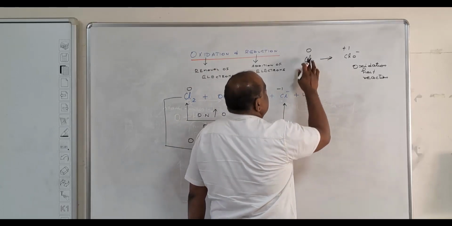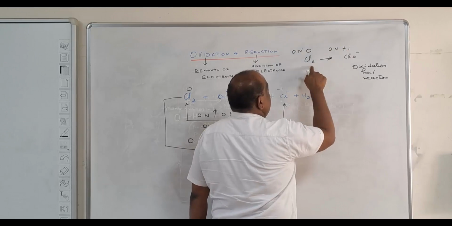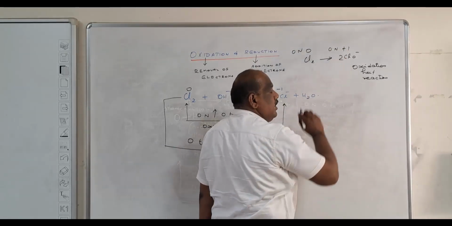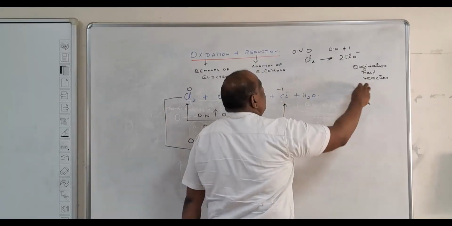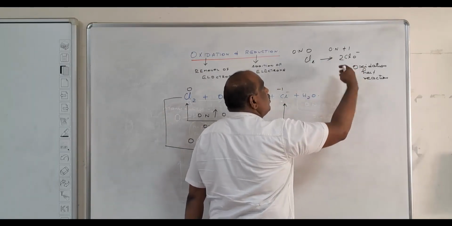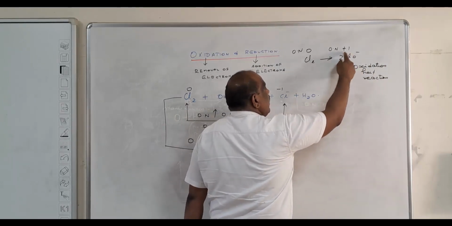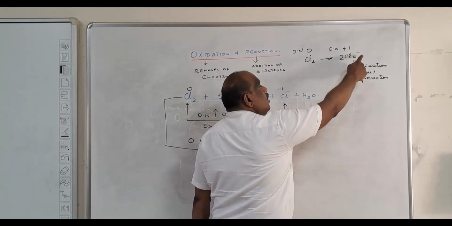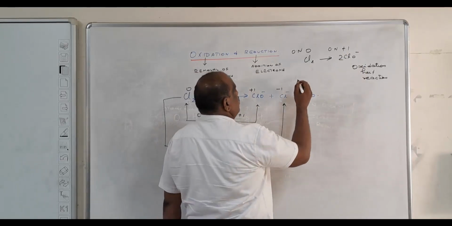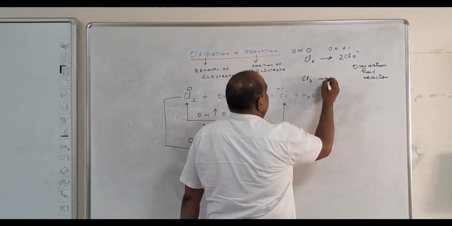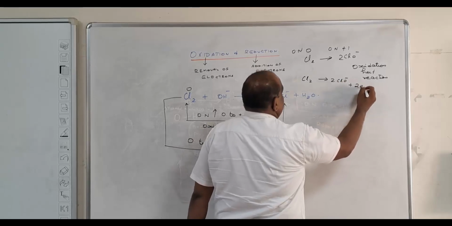So now we have to balance. Whatever I have written at the top is the oxidation number. Here there are two chlorine atoms, so I have to put 2 ClO minus ions. Now I told this is oxidation, so removal of electrons. How many electrons do I have to remove? For one hypochlorite ion, it is minus 1. There are two such ions, so I have to remove 2 electrons. So Cl2 will become 2 ClO minus plus 2 electrons.